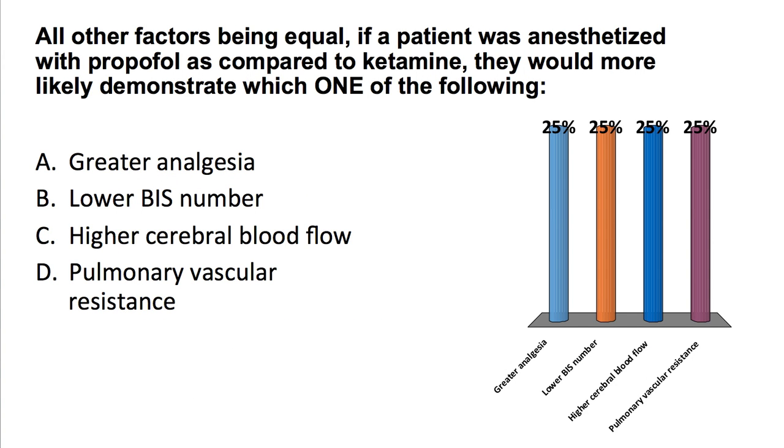Here's a question for you. All other factors being equal, if a patient was anesthetized with propofol as compared to ketamine, they would more likely demonstrate which one of the following. So we're comparing propofol to ketamine. Would they have greater analgesia with propofol? No. Would they have a lower BIS number? Yes. Would they have a higher cerebral blood flow? Well, propofol reduces cerebral blood flow, and ketamine can actually increase it. And pulmonary vascular resistance, it should say higher pulmonary vascular resistance, and ketamine can actually raise pulmonary vascular resistance.